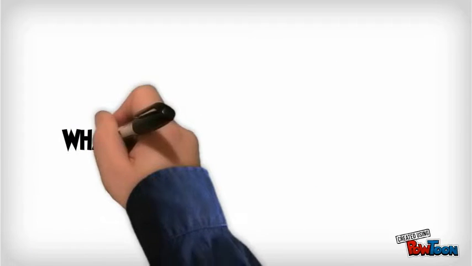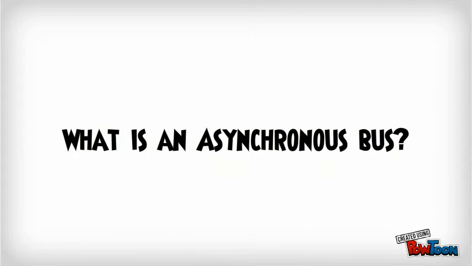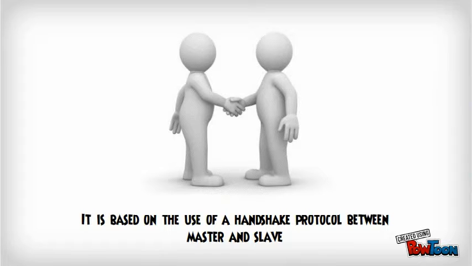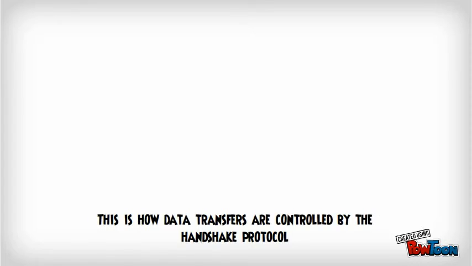What is an asynchronous bus? An asynchronous bus is an alternative scheme for controlling data transfers on a bus. It is based on the use of a handshake protocol between the master and slave. This is how data transfers are controlled by the handshake protocol.